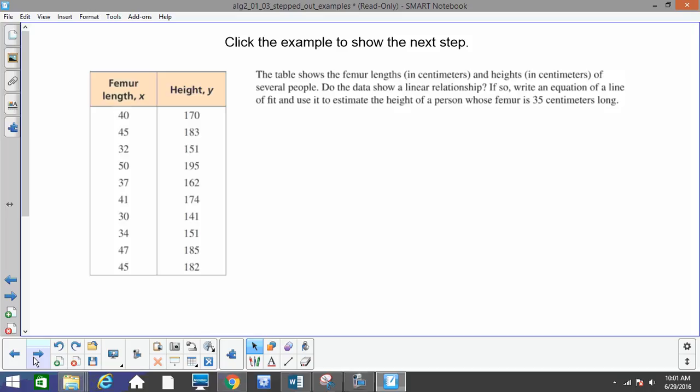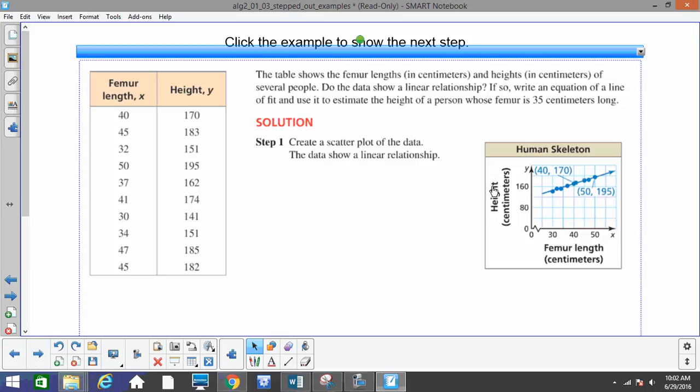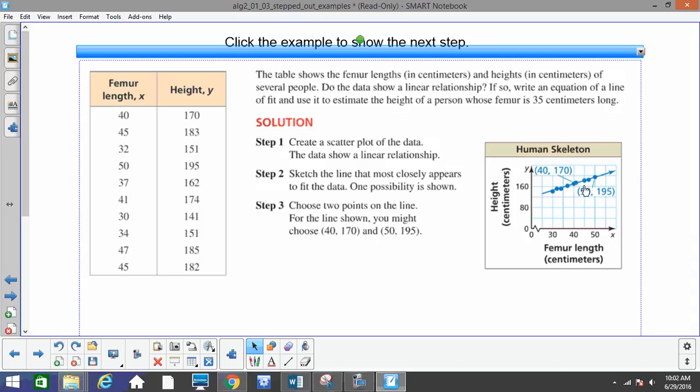So let's go ahead and go through an example. First thing you would want to do, plot the points. And that's what that plot is going to look like. Draw a line through those points. Try and get as many points above as below. Then you're going to choose 2 points on the line. Your 2 points might be different than their 2 points. The thing is, it has to be on the line.